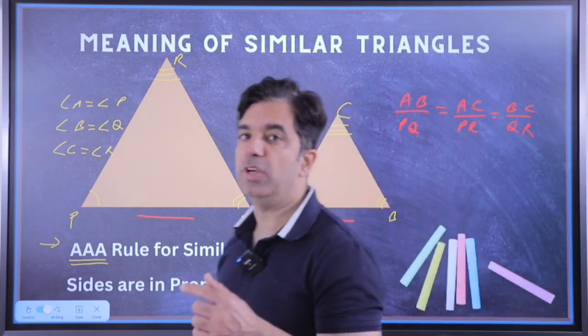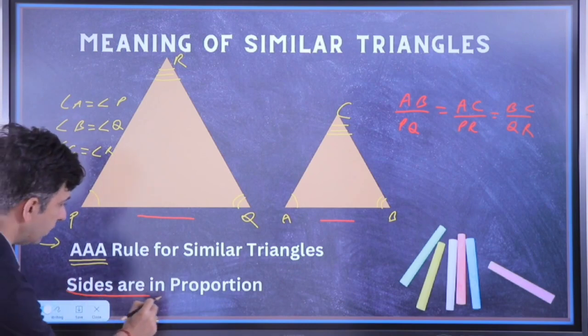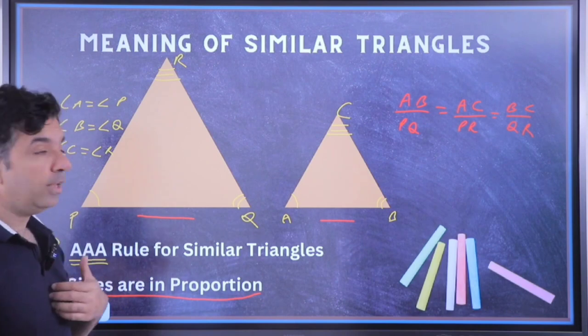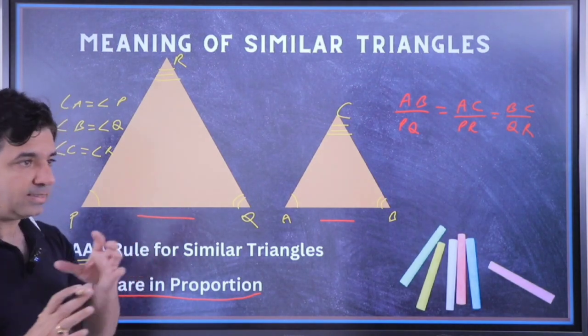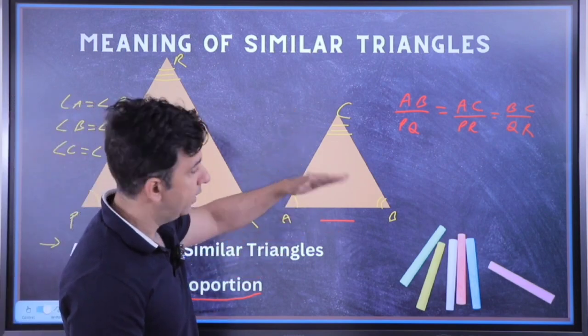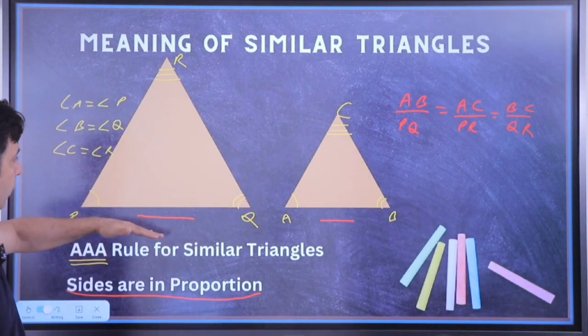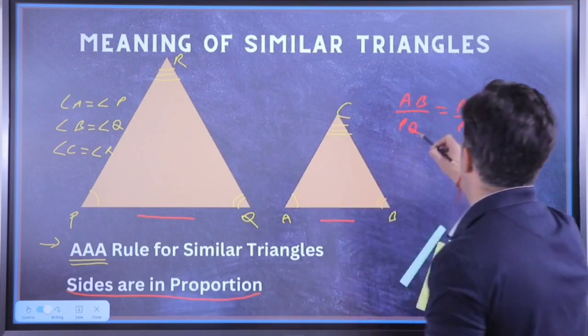So in the case of similar triangles, we know that the sides are in proportion. And similarly, the same logic can be told in this manner: AB upon AC would be the same as PQ upon PR.